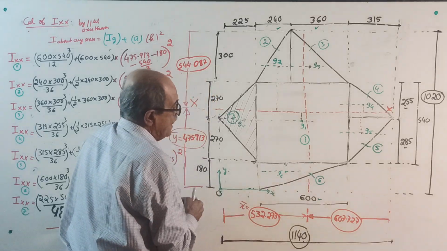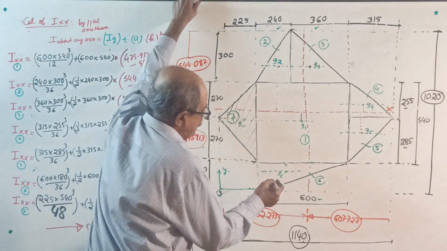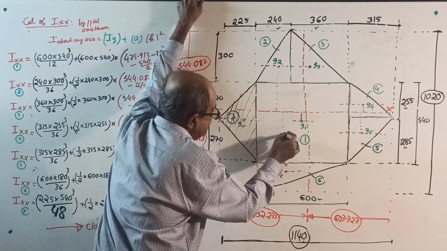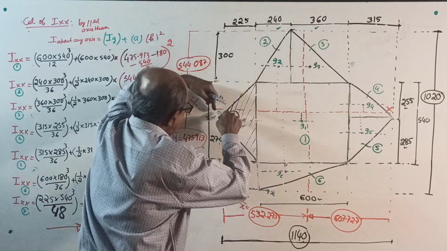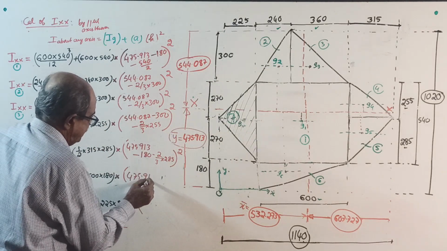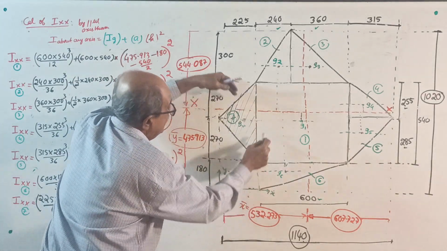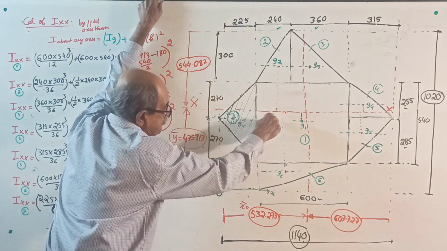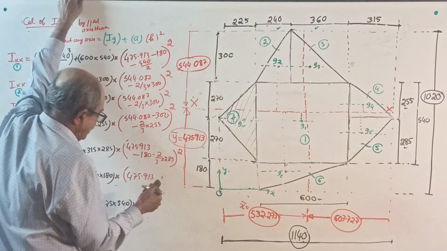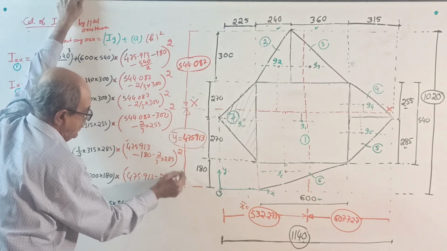Sixth one, I about its own centroidal axis. The parallel side is 600: 600 into 180 cubed by 36 plus area into the distance square from the centroid to here. That distance is 475.913 minus the distance to the centroid, that is 2/3 of 180, whole square.